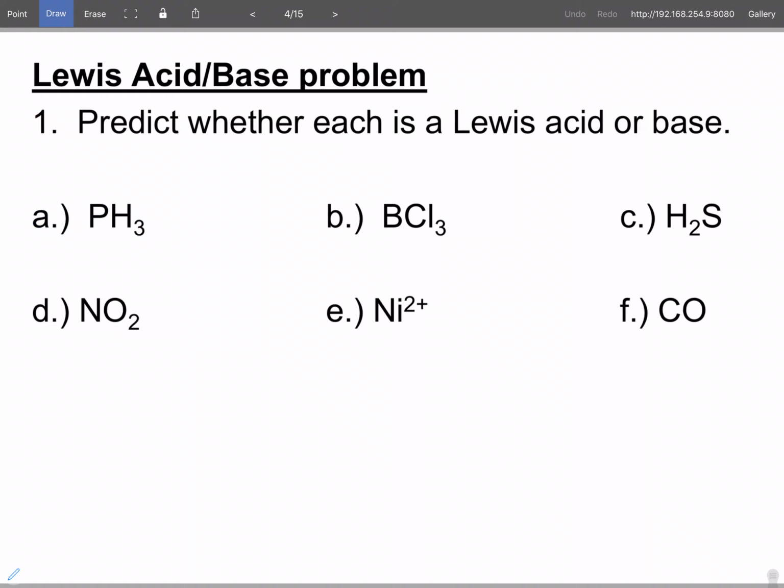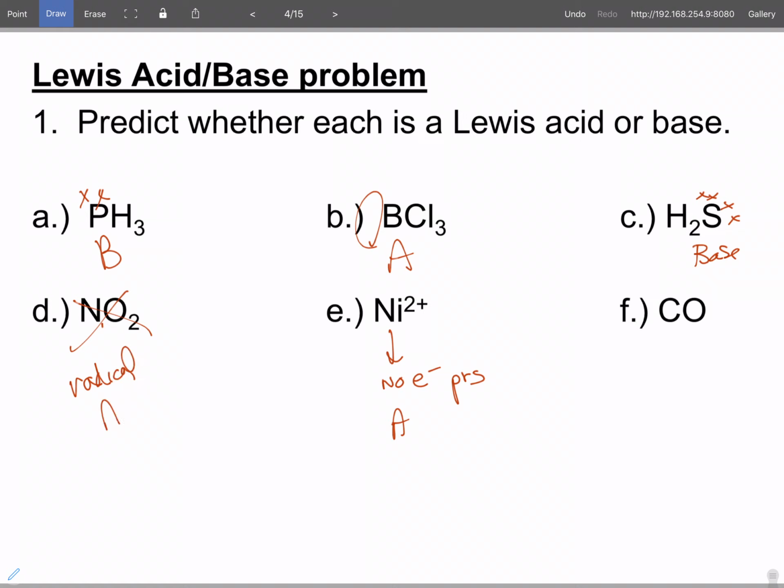Now, again, predict which is a Lewis acid base pair. Again, I'm not going to ask you these. We've done these before. Remember, this has got a pair, so it's a base. This one's missing a pair, so it's an acid. This one's got two pairs, so it's a base. This one has no electron pairs, so it's an acid. And this one's just weird. Remember, that was our radical, which makes it an acid, but that's strange. This one's got a triple bond, so it's actually short electrons. So it wants electrons. That makes it an acid.